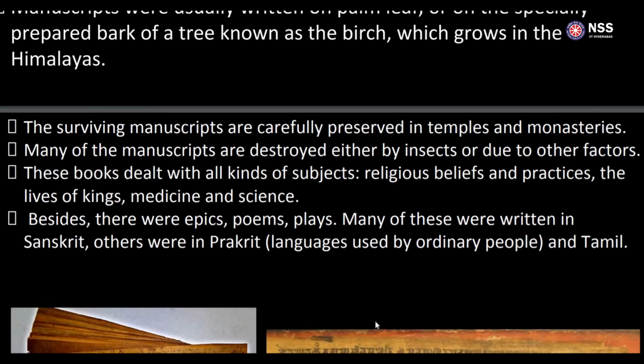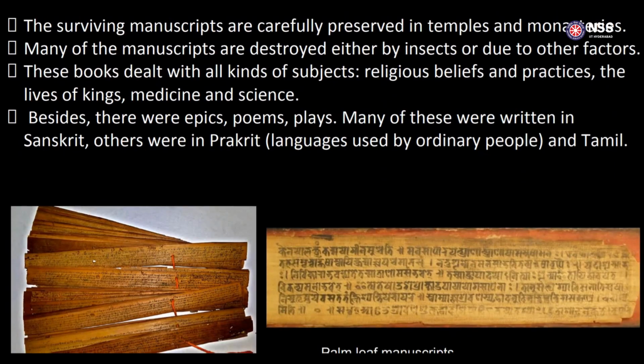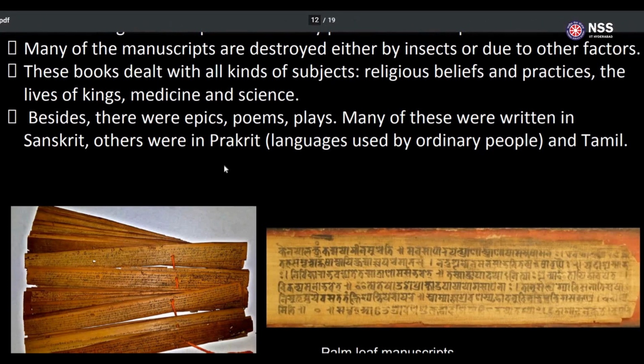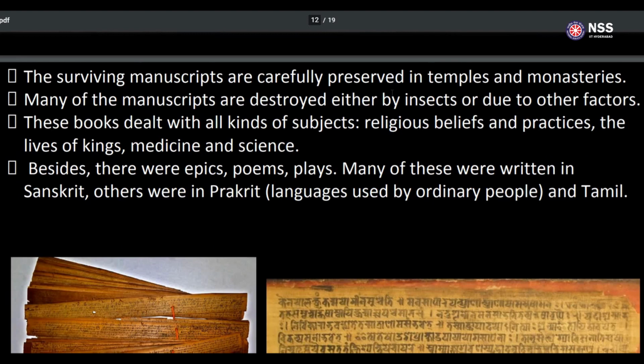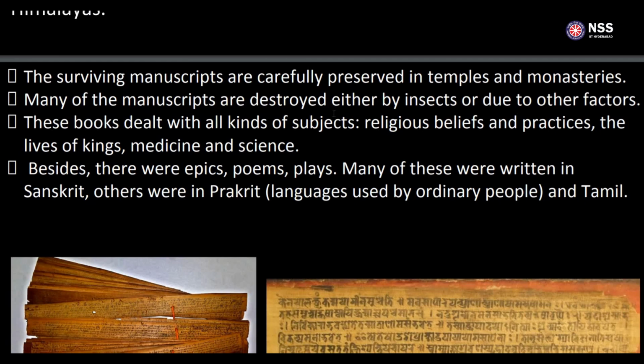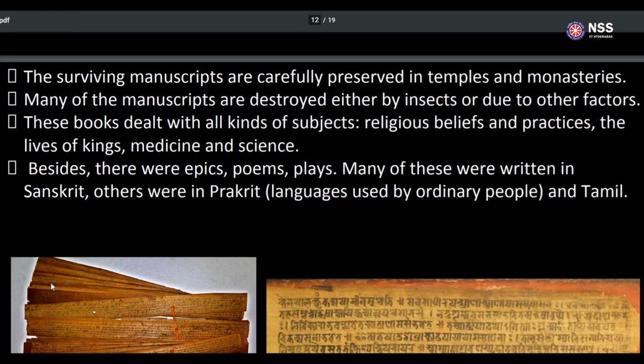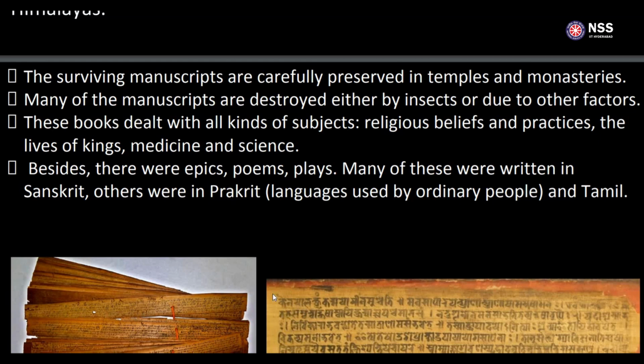Now let us see some more points about manuscripts. The surviving manuscripts are carefully preserved in the temples and monasteries, and most of these manuscripts were destroyed either by insects or due to some other factors. During wars you also find many temples destroyed, and then you even lost most of those manuscripts. Insects would also eat off the wood or palm leaf.